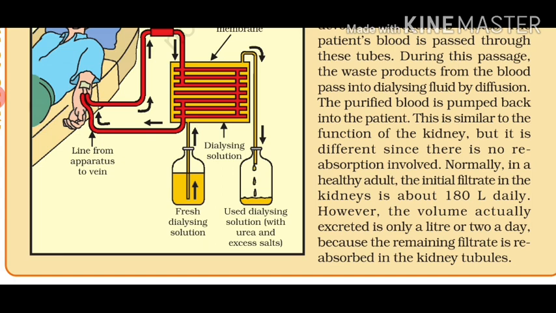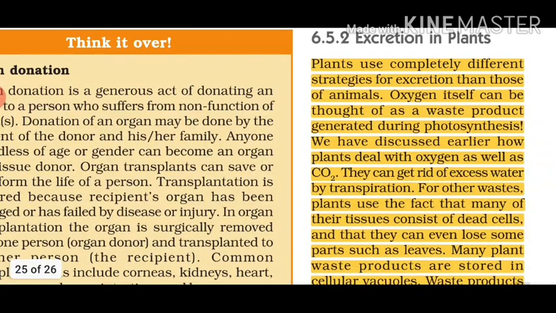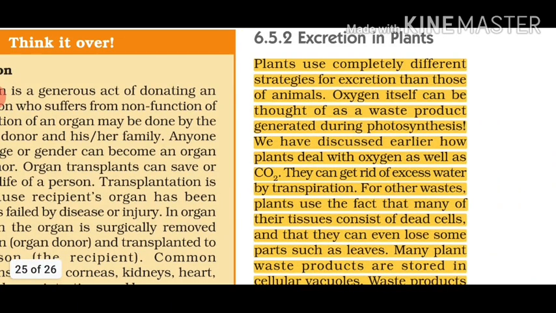As in a healthy adult, the initial filtrate in kidneys is filtered daily, but excretion amount is only 1 to 2 liters in a day. Let us study about excretion in plants. Plants use completely different strategies for excretion than animals. Oxygen is also a waste. During photosynthesis, they get rid of excess water by transpiration.